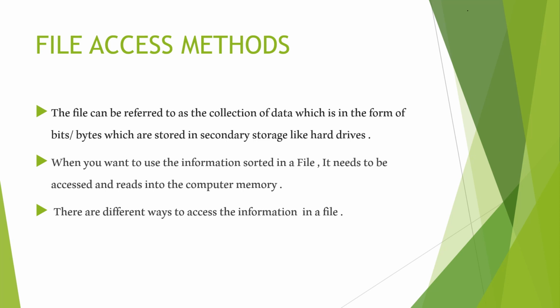And now, what is file access? When you want to use the information stored in a file, it needs to be accessed and read into the computer memory. If we want to access the information from a file, first the file must be read into the computer memory. And there are different ways to access the information in a file. Let's look at various ways to access files that are stored in memory.